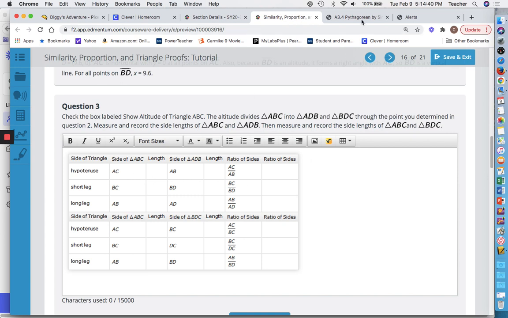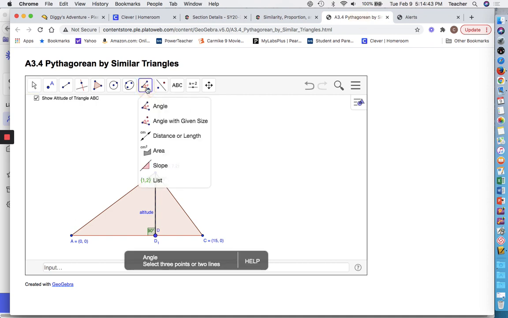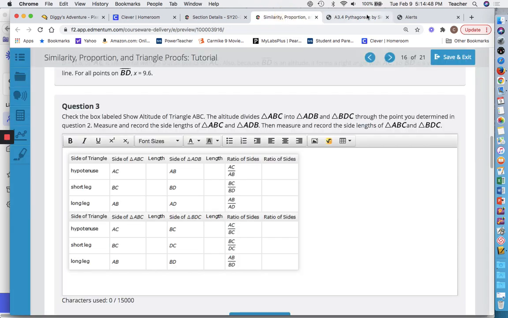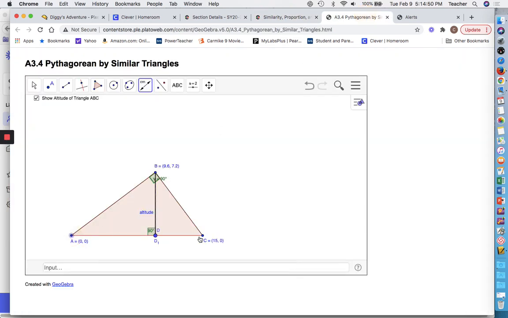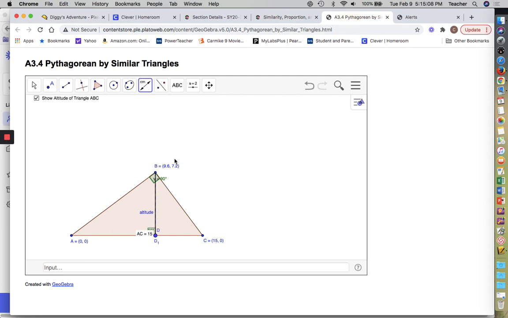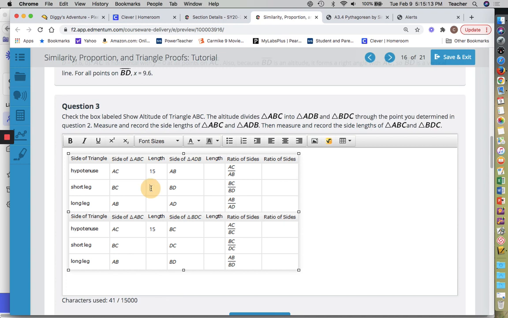All right, so we got to find AC. So I'm coming under the angle, select distance or length, and again, they want AC. So I'm going to click on A, then C, and I get a 15. All right, look, AC down here is also 15. I'm not going to do double duty here. All right, so now I got to find, let's keep going, BC. All right, so click on BC. I got a 9. So BC is a 9 here. BC is a 9 here.